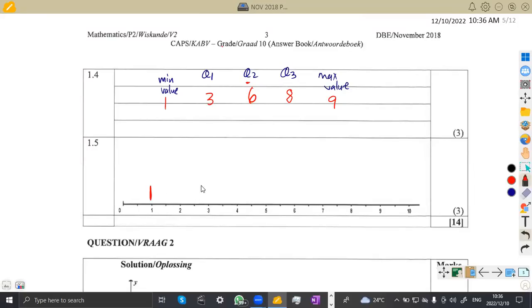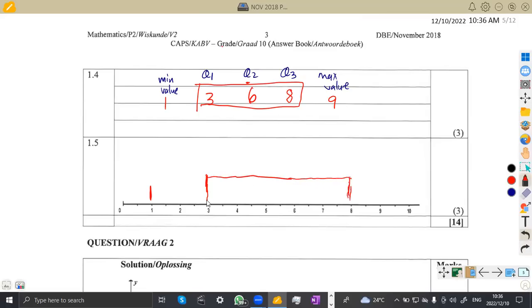So that's where we have our 1. Then the box is going to cover Q1 up to Q3. So we have 3 here up to 8. So that's where we have our 8 here. This is now ugly. All right, so let's just see how it is going to look like later on, guys.